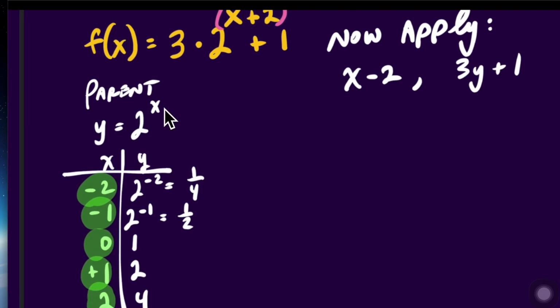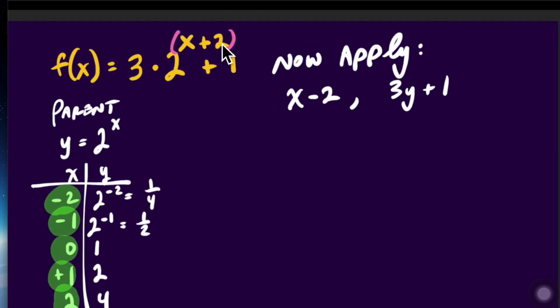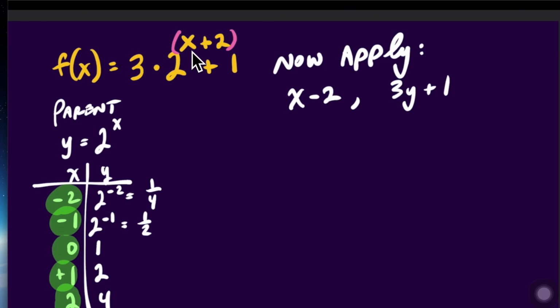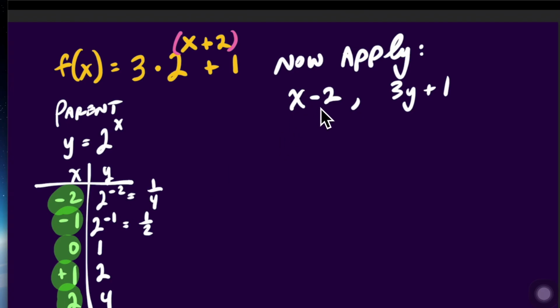Continuing, we're plugging in 0 into that parent function. 2 to the 0 is 1. 2 to the 1 is 2. 2 to the 2 is 4. Now, folks, we're going to apply this transformation. Here, in terms of the x, we could see we have x plus 2. The inside lies. That means this is going to be a shift to the left 2. We're going to take all our x values and subtract 2.